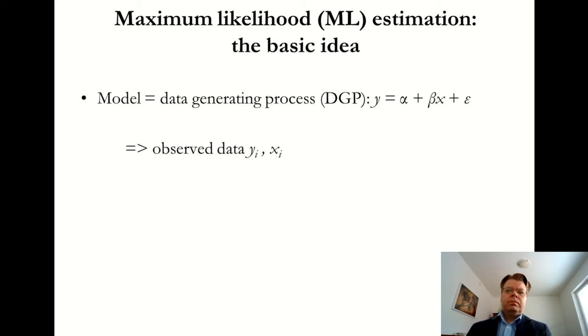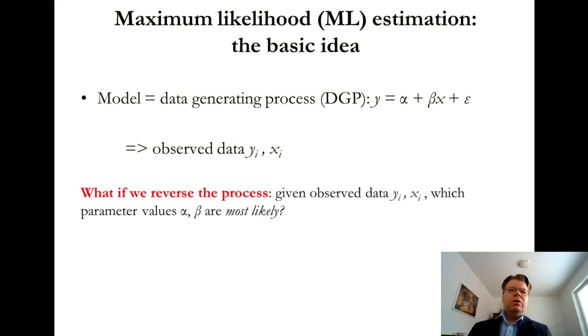So the question then is, what if we reverse this process? We start from this observed data of y's and x's. The question that we then ask in maximum likelihood estimation is, given these observed data, which parameter values would be the most likely to have generated this kind of data? That is the basic rationale of maximum likelihood estimation.